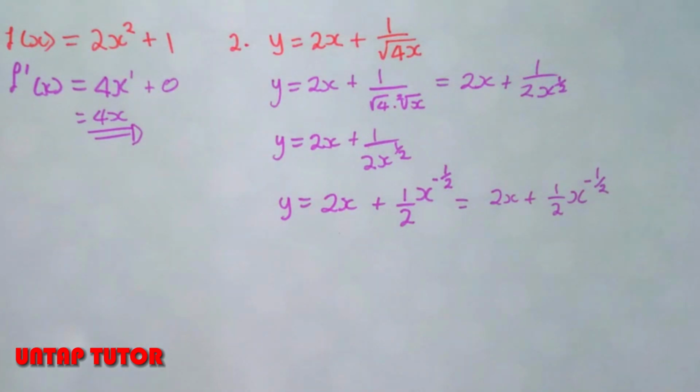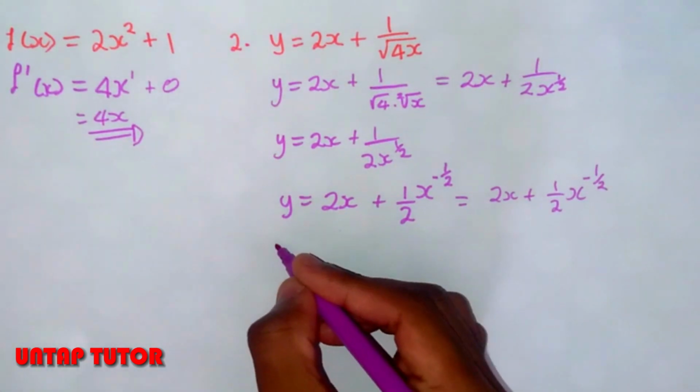So from now, if we do our checkups again, are there any brackets? No. Any roots? No. And any x in the denominator? No. So we can go ahead and differentiate at this point.